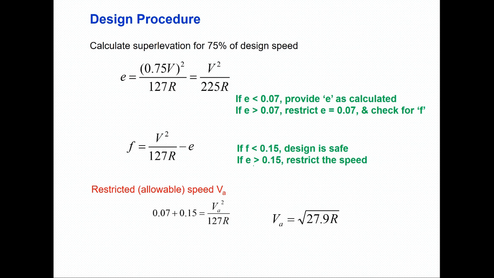So what is the design procedure now? First we calculate superelevation for 75% of the design speed. So we assume that this superelevation will take care of centrifugal force corresponding to 75% of the design speed. If you put 0.75 into V square upon 127R in this equation, it becomes V square upon 225R, where V is in kilometers per hour. If this calculated E is less than 0.07, provide E as calculated. If it is coming more than 0.07, then restrict it to 0.07 and then we check for F.